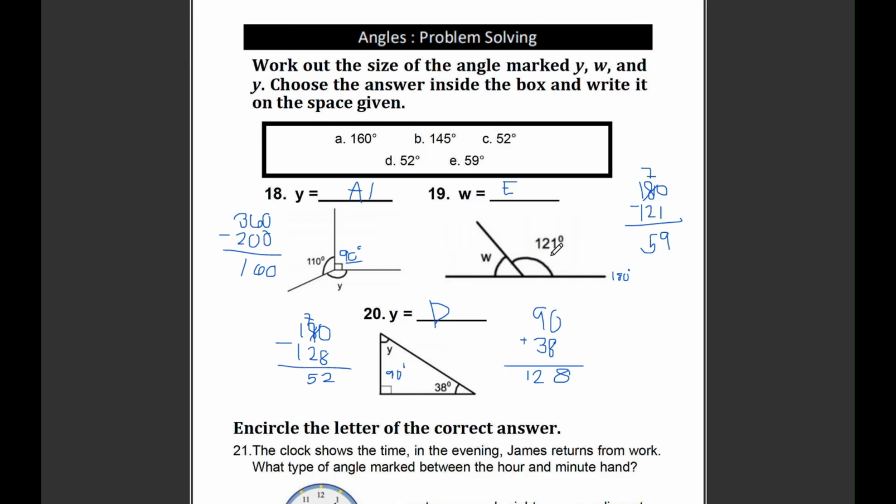Why not 160, 145, or 52? These options do not make 180 degrees when added to 121 degrees. The correct answer is 59 degrees. The formula and working are as follows. W equals 180 degrees minus the given 121 degrees, which results in 59 degrees.